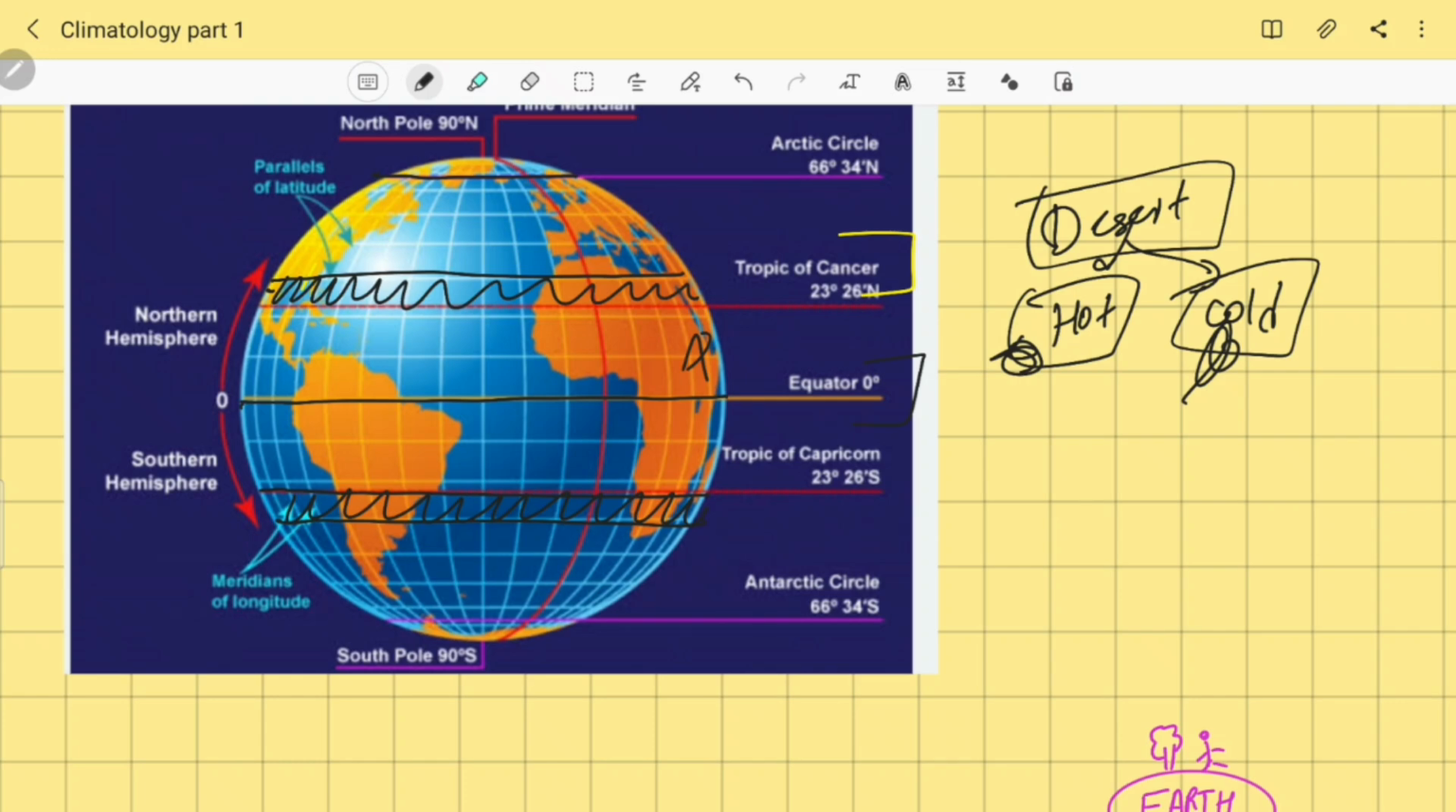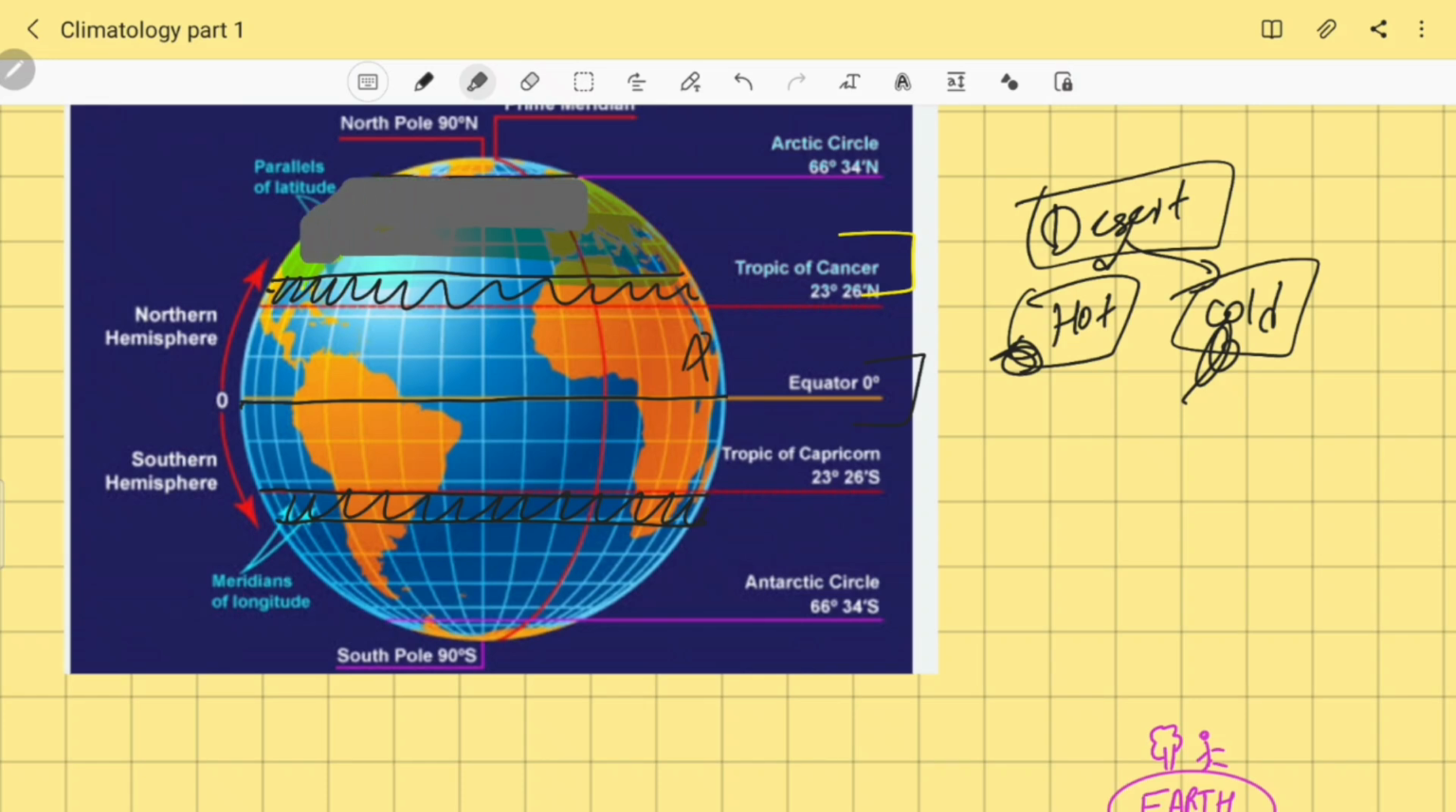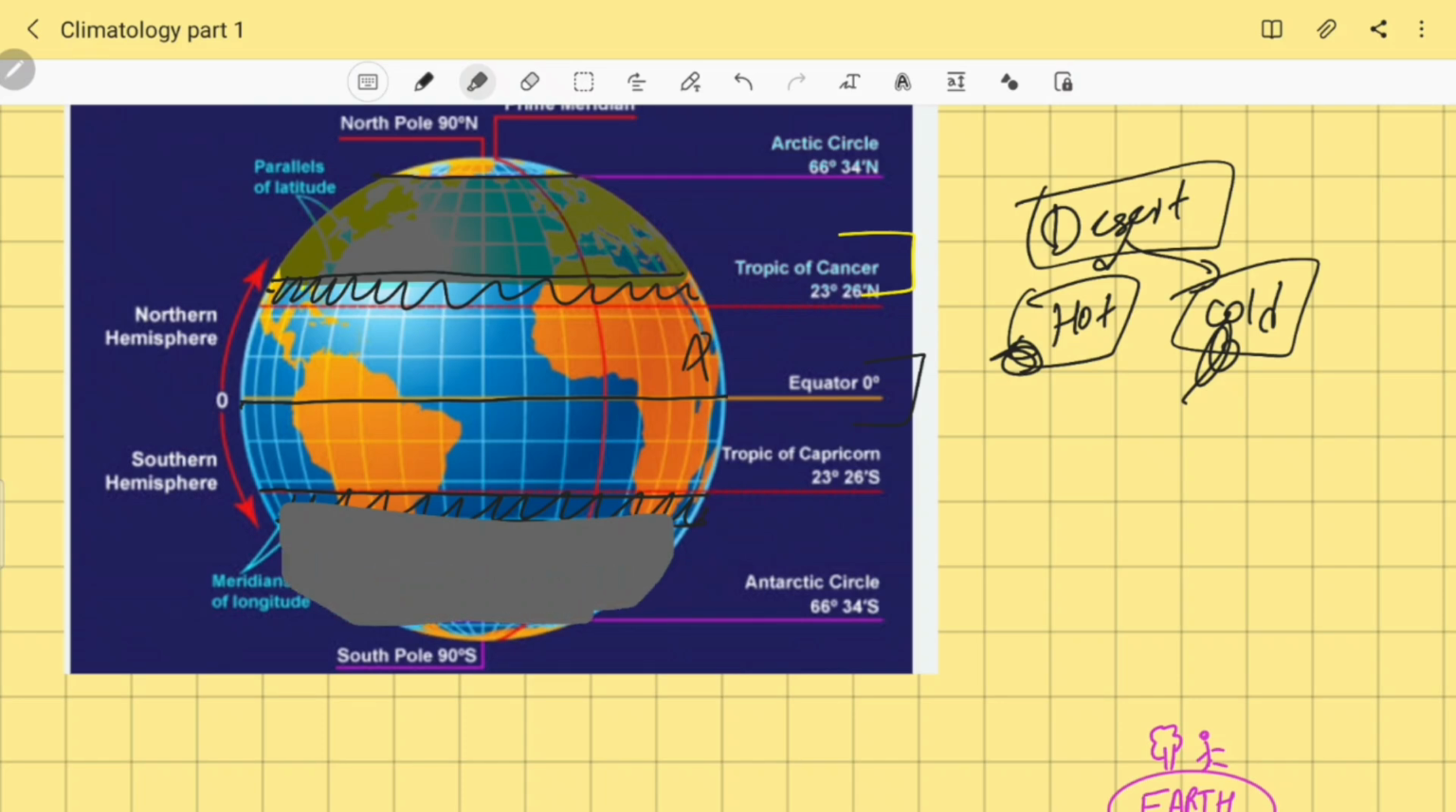What is temperate region? We know that, just give me a minute. Yeah, this region from Tropic of Cancer till Arctic Circle is known as temperate region. Okay, same applies to the southern hemisphere as well. So dust particles are found in high concentration in this temperate region and subtropical region, same with southern hemisphere.